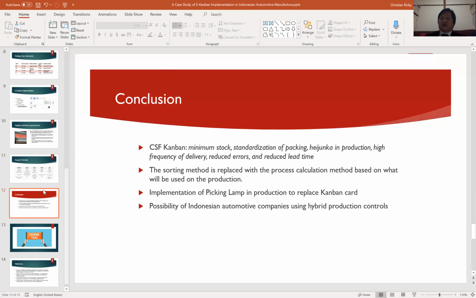So this is the conclusion. Based on our findings, the CSF, if a company wants to implement Kanban, the most important things are minimum stock, standardization of packing, heijunka or production leveling, and high frequency delivery, to reduce error and reduce lead time. This is for the Kanban. And the last thing is about the E-Kanban itself. This is the tree that we found.